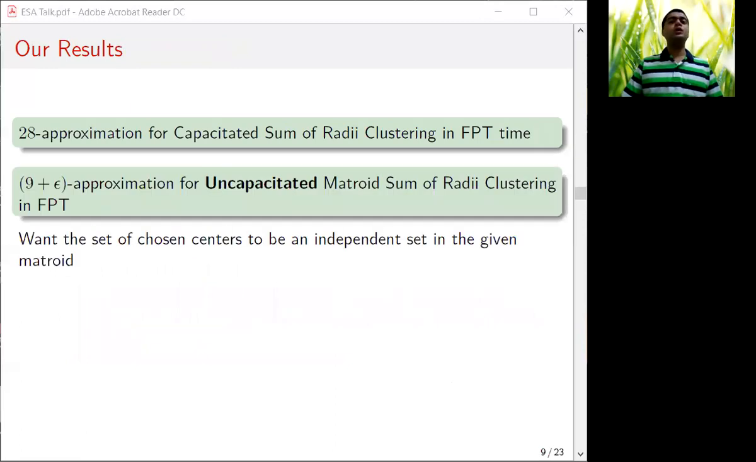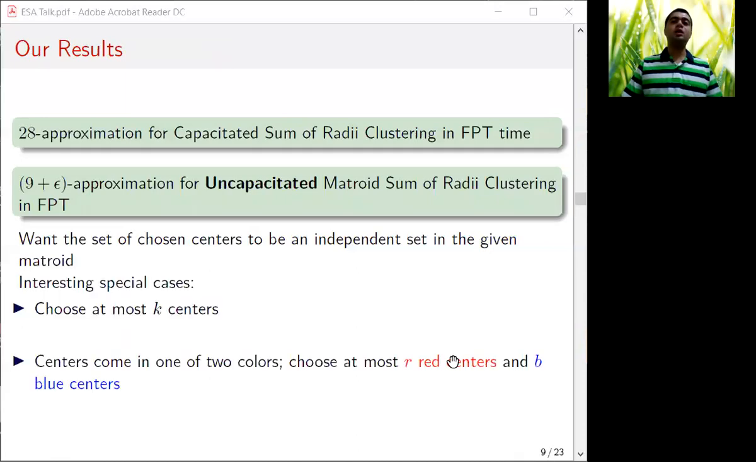So we also consider a related problem, which is the uncapacitated sum of radii problem, along with a matroid constraint. If you are not familiar with matroids, it's a combinatorial abstraction of many interesting structures. And I'm not going to define the problem here, but if you're familiar with matroids, then here you want the set of chosen centers to be an independent set in the given matroid. And let me just mention a couple of interesting special cases. So first is the uncapacitated sum of radii problem. So here you want to choose at most k centers. And remember, there's already a constant approximation known from Charikar and Panigrahy.